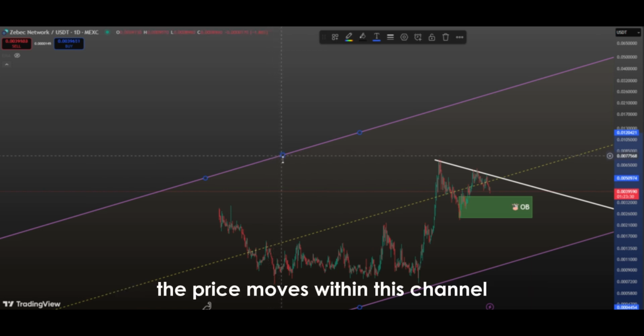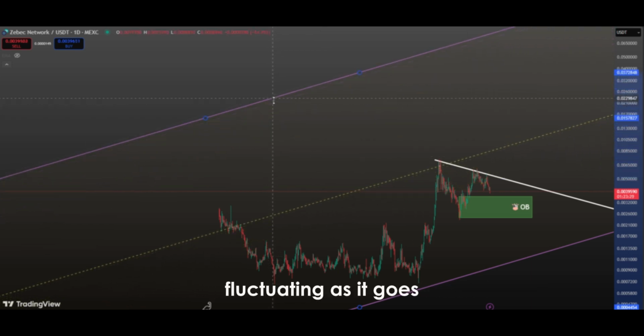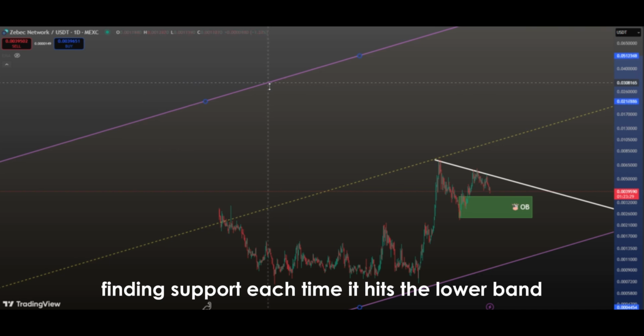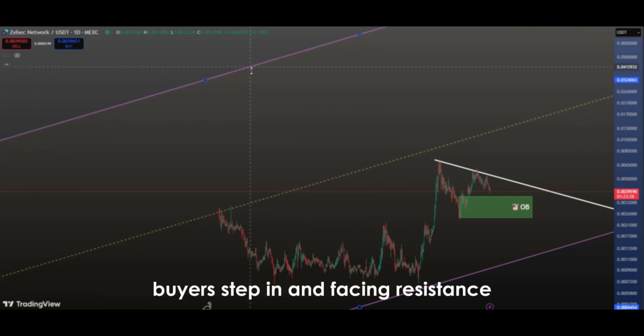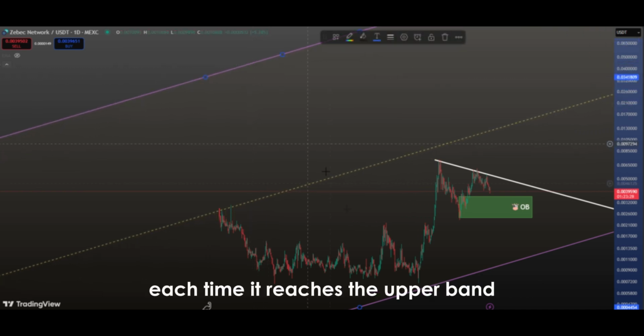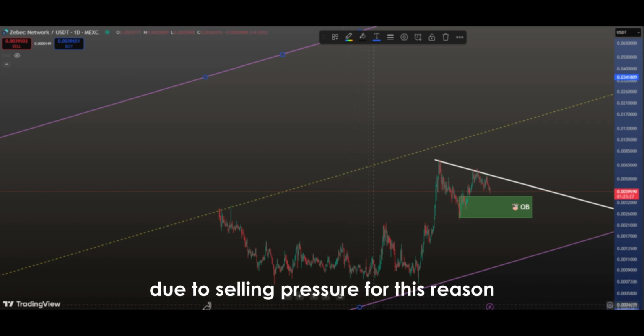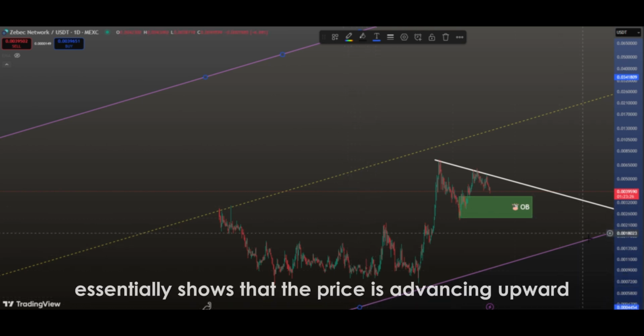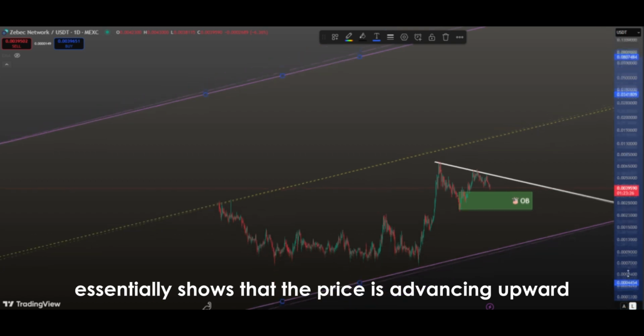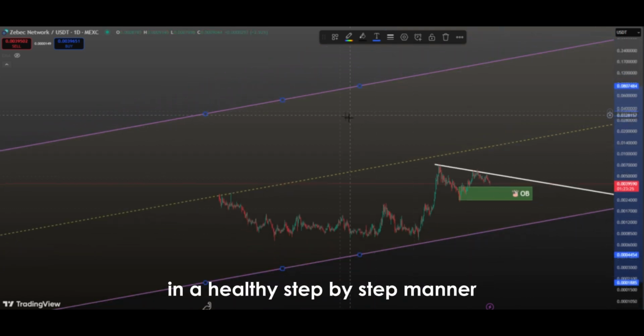The price moves within this channel, fluctuating as it goes, finding support each time it hits the lower band when buyers step in, and facing resistance each time it reaches the upper band due to selling pressure. For this reason, an ascending channel essentially shows that the price is advancing upward in a healthy step-by-step manner.